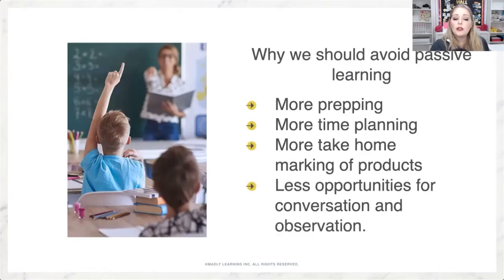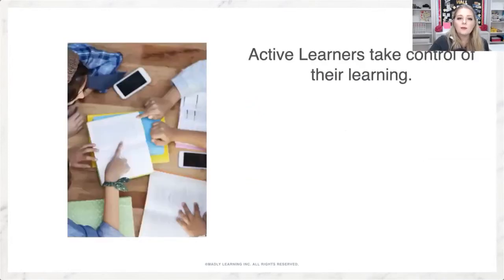There's less opportunity for conversation and observation, which we know those three pieces should be a balance of when we're triangulating our data collection. We should have opportunities for conversations, observations, and products. However, in a passive learning environment, we often have an unbalanced tendency to have way more paper-based marking products, and we have far less observations and conversations.